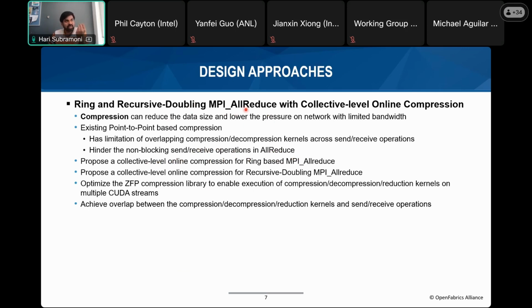Once we did that, we looked at the compression library. We are using the ZFP compression library from Lawrence Livermore National Labs, which is a lossy compression library. We optimized the ZFP compression library to enable execution of compression, decompression, and reduction kernels on multiple CUDA streams. People who design compression algorithms may be really good at the algorithm, but may not have the necessary system expertise to realize that if they launch everything on one GPU or one CUDA stream, it is going to get serialized. So we address that bottleneck, and we use multiple CUDA streams to enable faster execution of compression, decompression, and reduction kernels. This usage of multiple streams at a system level allows us to achieve overlap between these various kernels as well as send-receive operations. So that is the algorithm at a higher level.